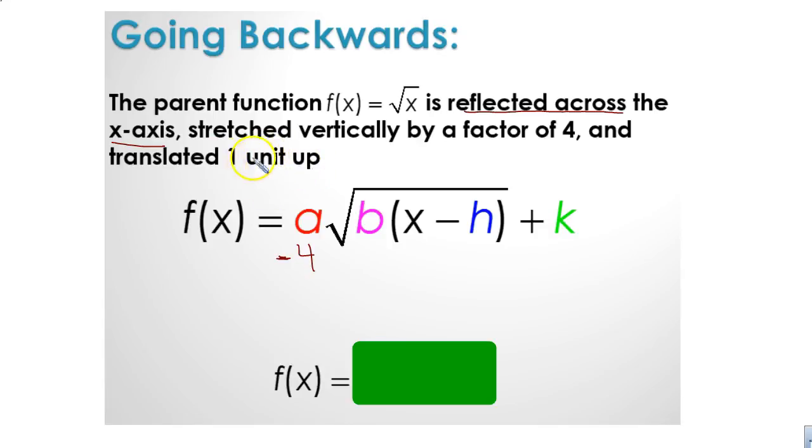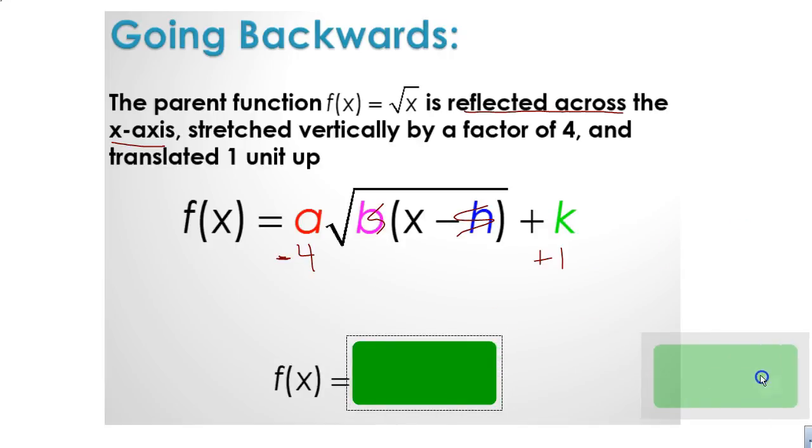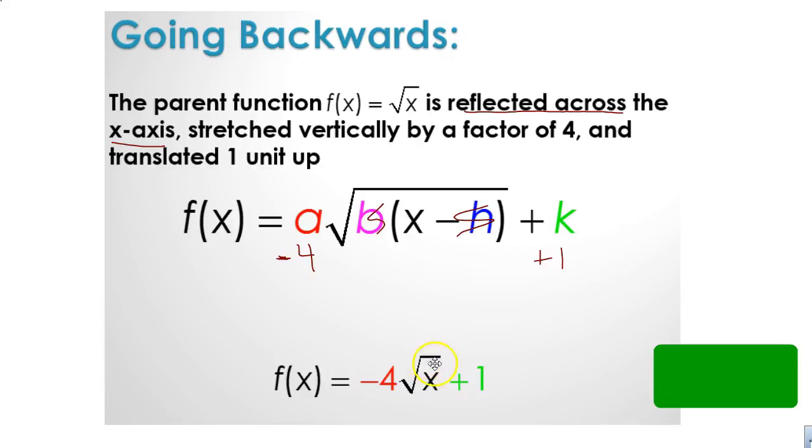Well, up and down is outside. It's at the end, so it's going to be plus 1. If it's not mentioned, it's not going to be part of our final answer. Okay, so we're going to end up with f of x equals negative 4 times the square root of x, plus 1 at the end.